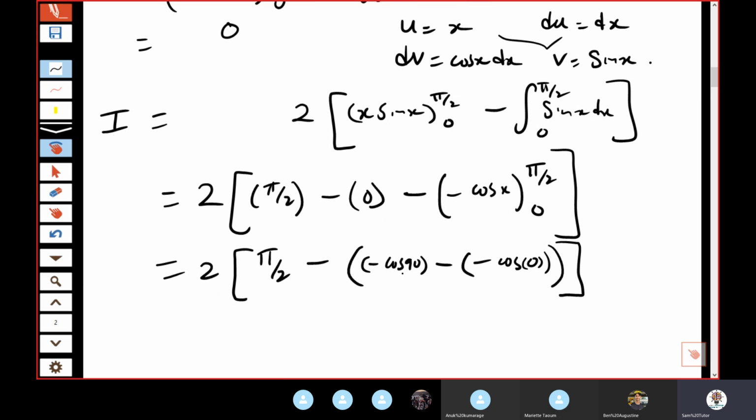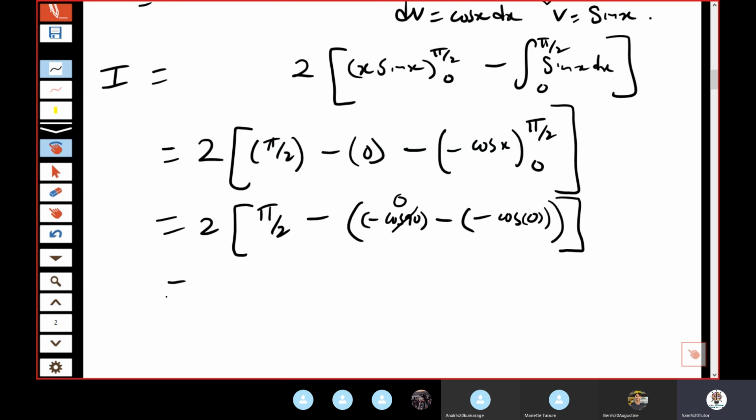So a lot of room for error with all these negatives. Can't keep saying that to you guys. Cos 90 is 0, so that's gone. Cos 0 is 1. That becomes negative 1. That becomes positive 1. That becomes negative 1 again. So the answer is 2 times pi on 2, which is pi, minus negative 1 times 2 is 2.